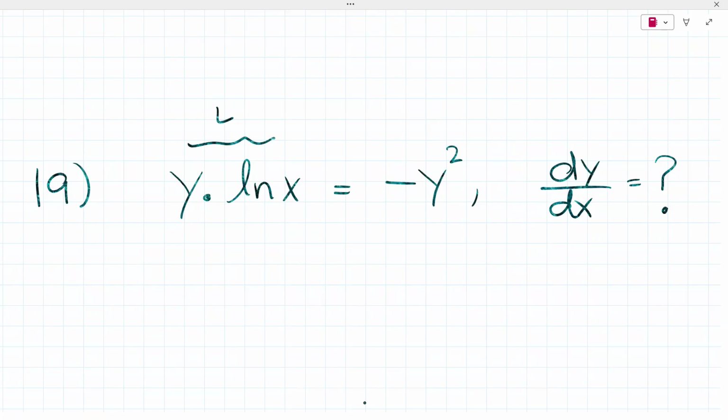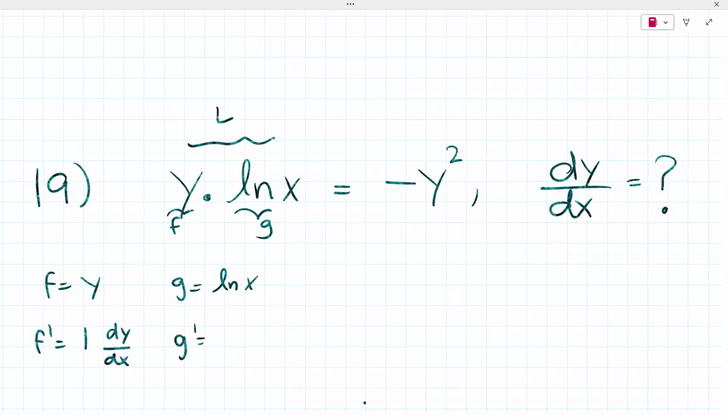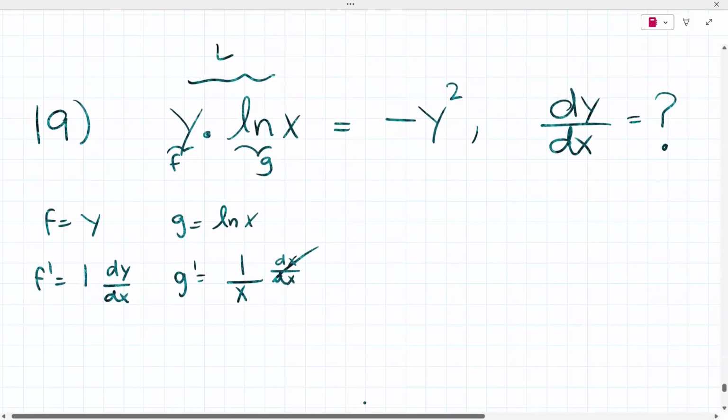Product rule, right? So this is your f, and then this is your g. If my f is y, my f prime, the derivative of y, is 1, but be careful, we're taking it with respect to x, so you do have to add this dy dx. And then my g is ln of x. So my g prime, the derivative of ln of x, is 1 over x times the derivative of x, which is 1. You do have the option of putting dx over dx, but that becomes 1, so that's not really necessary. And then you just apply the product rule.